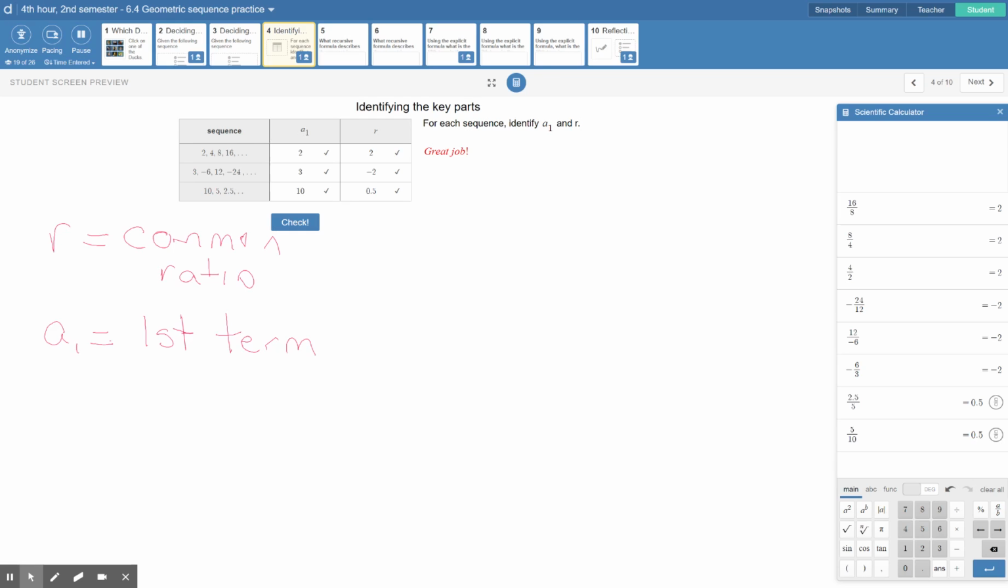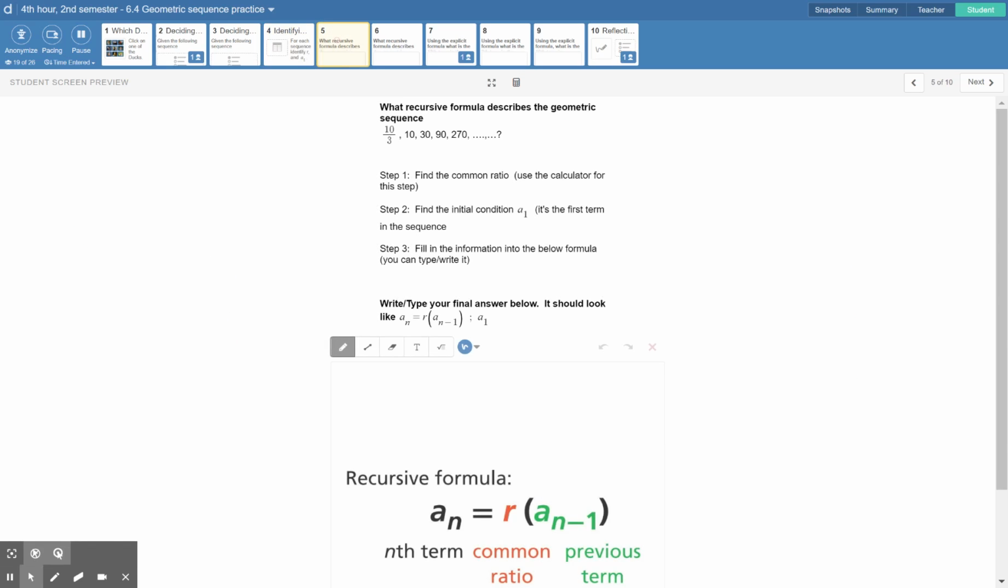Now slide 5 and 6 deal with recursive. Now remember, we are in a geometric sequence. So whenever you see recursive or explicit, we are talking about a common ratio. Yes, you could do a common difference, but that is not what we're doing right now. So we are in the geometric sequence part of our textbook. So you want to follow these steps. Step 1 says find the common ratio. So open up your calculator.